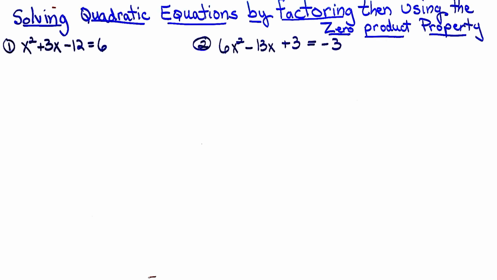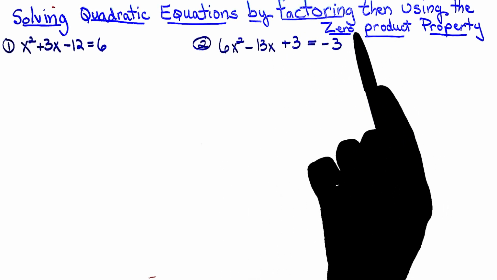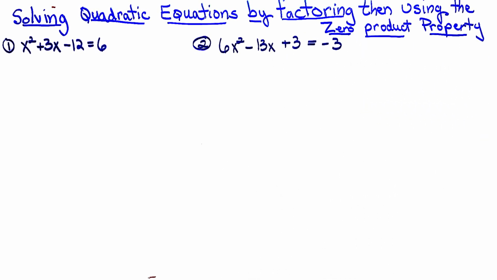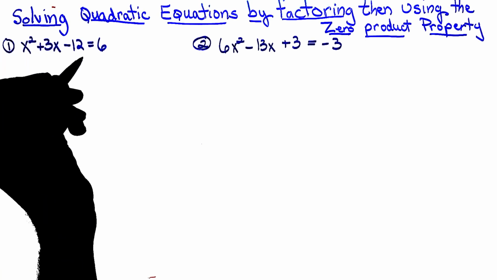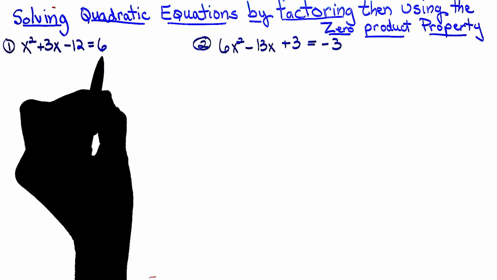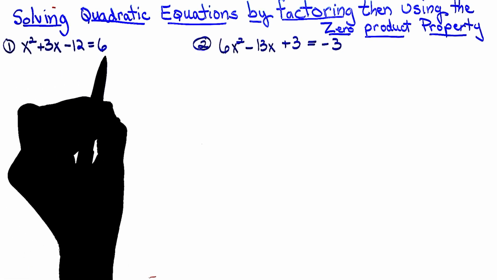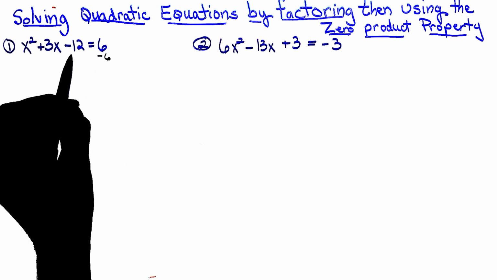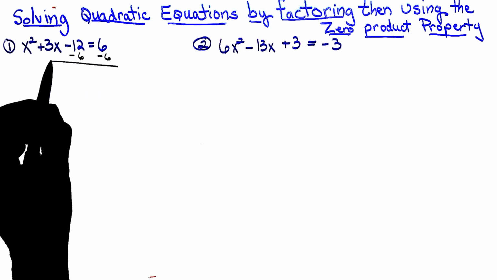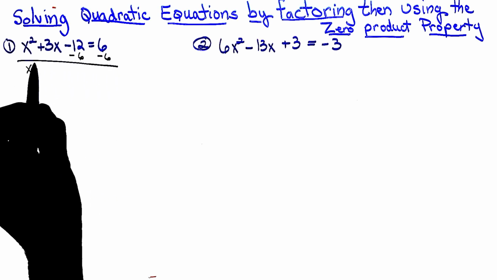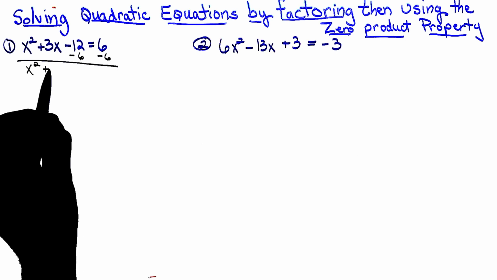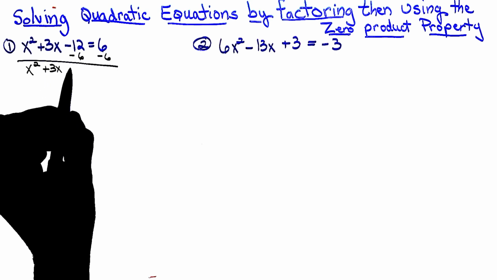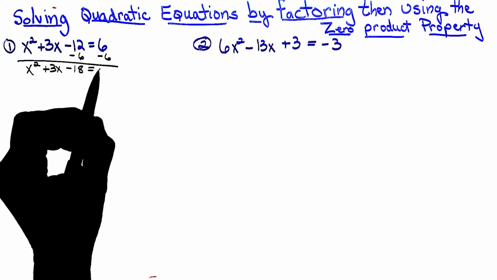For this lesson, we will be solving quadratic equations by factoring and then using the zero product property. So your factoring skills are definitely going to be put to the test here. We are going to always remember that our quadratic must equal 0. So I'm going to bring my 6 to the other side of the equation, which gives me x squared plus 3x minus 18 equals 0.